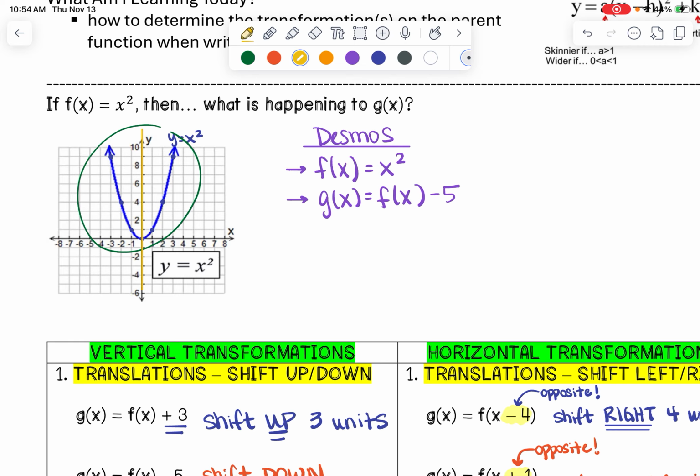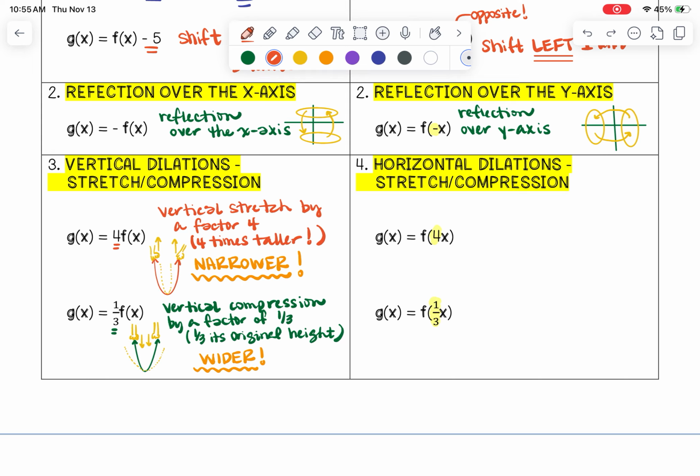All right, now let's go deal with these weird ones at the bottom. So g of x equals f of 4 times x. Now remember, it's always the opposite of what you think. So over here, when we had the 4 multiplier, it looked like it was a vertical stretch. And that's kind of what it looks like over here, but that's not a stretch. That is actually a compression, a horizontal compression.